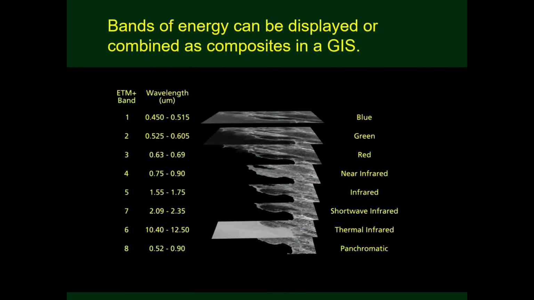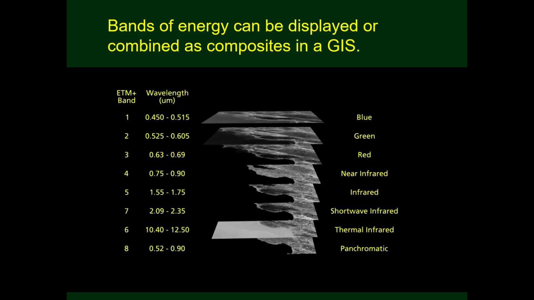Bands of energy can be displayed or combined as composites in a GIS. Here's another example of a satellite, the ETM Plus. Here are bands 1 through 8, and again, they're not numbered in order. The numbering designation and the selection of the wavelength is done in a very complicated and long involved process by the company or organization that launches the satellite. So again, remember, whenever you're working with imagery, you need to look at your metadata and you need to know what band numbers go with which wavelengths.